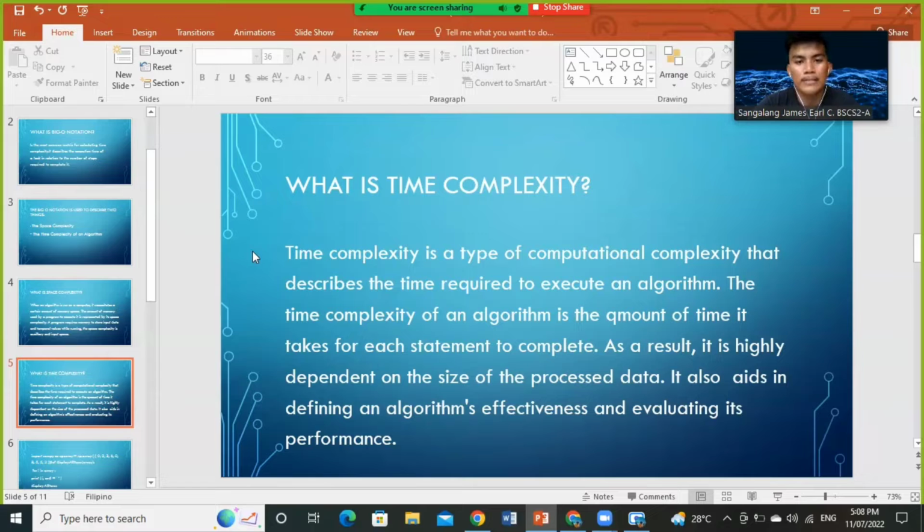What is time complexity? Time complexity is a type of computational complexity that describes the time required to execute an algorithm. The time complexity of an algorithm is the amount of time it takes for each statement to complete. As a result, it is highly dependent on the size of the processed data, and it also aids in defining an algorithm's effectiveness and evaluating its performance.